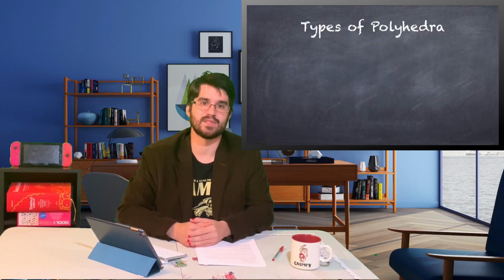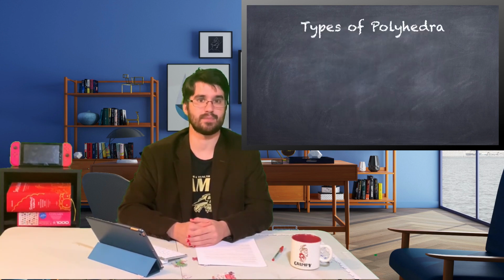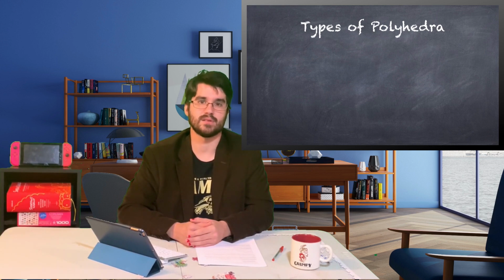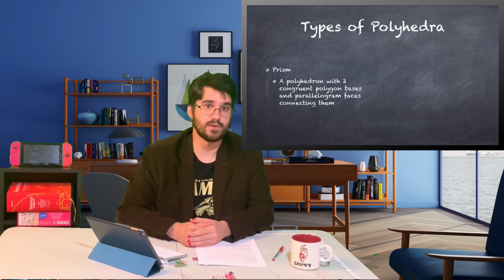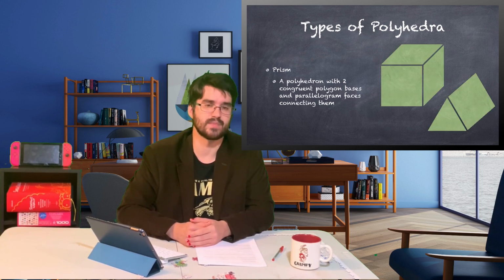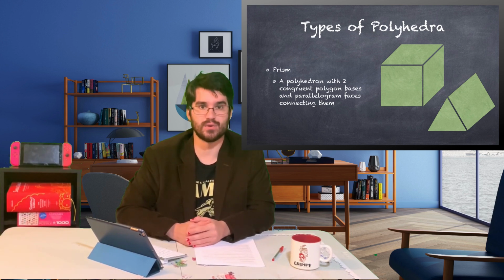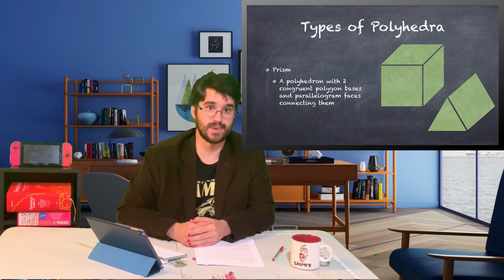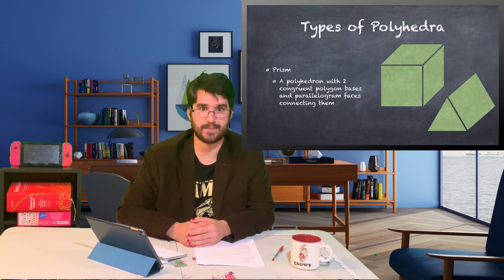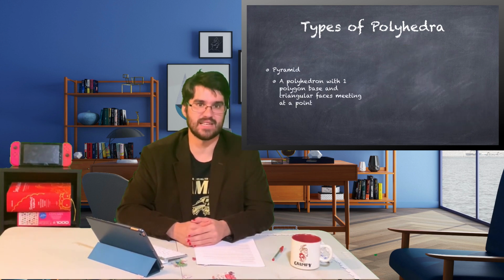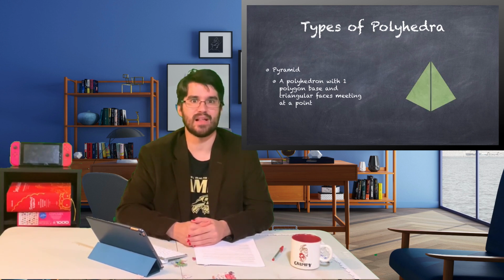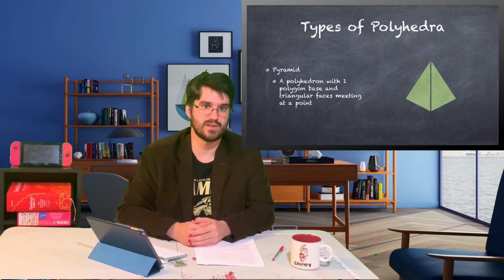There are two main types of polyhedra we want to be able to consider. The first are prisms. A prism has two congruent polygon bases, and those bases are connected by parallelograms, usually rectangles. The base of the prism can be any polygon as long as both bases are congruent, the exact same shape and the exact same size. A pyramid has a polygon base and triangular faces that meet at a point. Just like with a prism, the base can be any polygon as long as the faces are triangular and they all meet at one point.